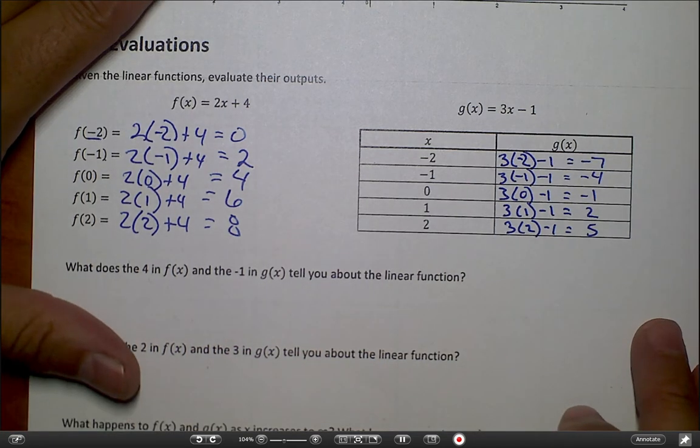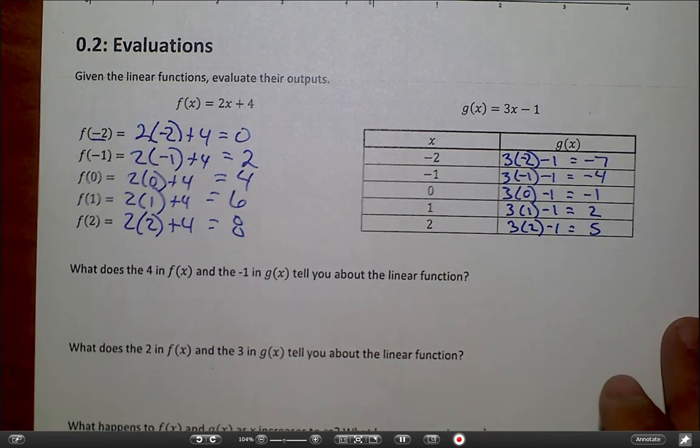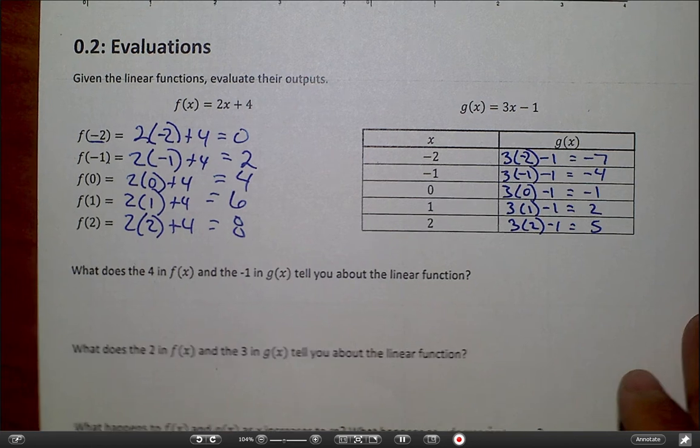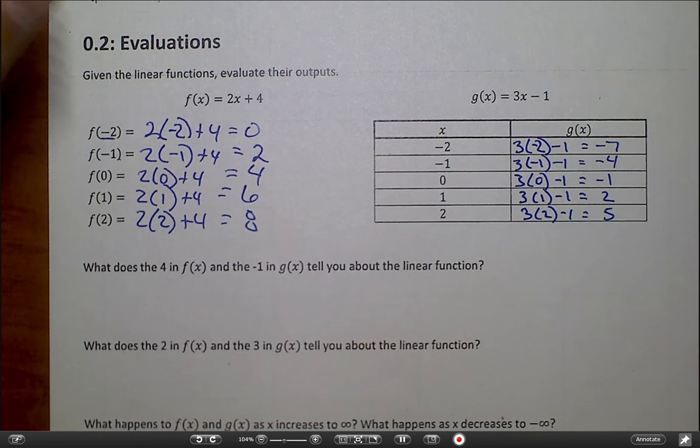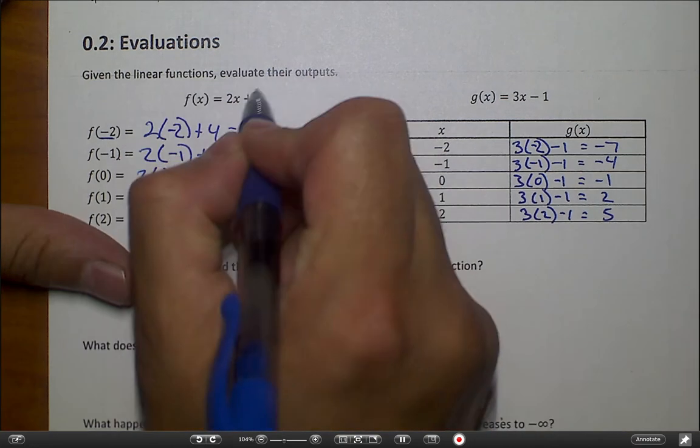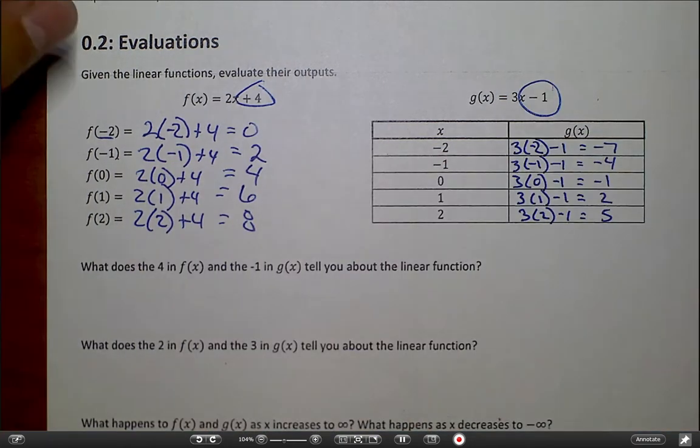All right, so now let's go into the next part. It says, what does the 4 in f of x and the negative 1 in g of x tell you about the linear function? So this 4 and this negative 1. It's going up and down. Kinda going up and down. To the right? No. It kinda does, but it's up and down where?